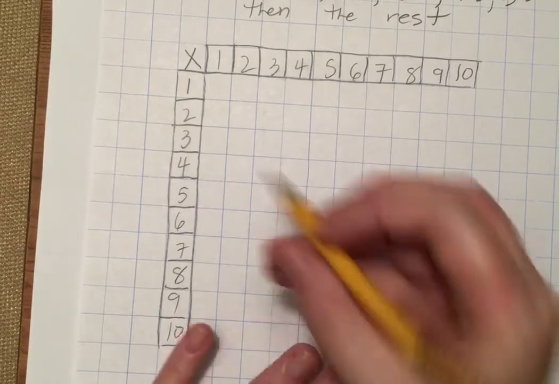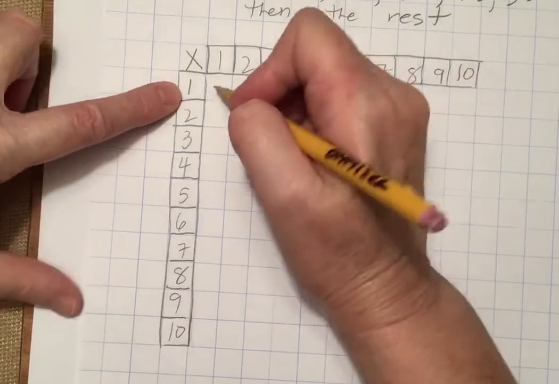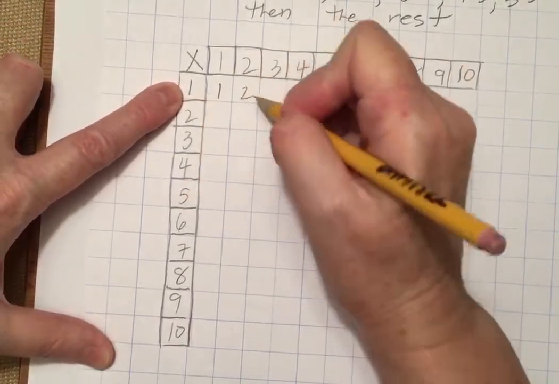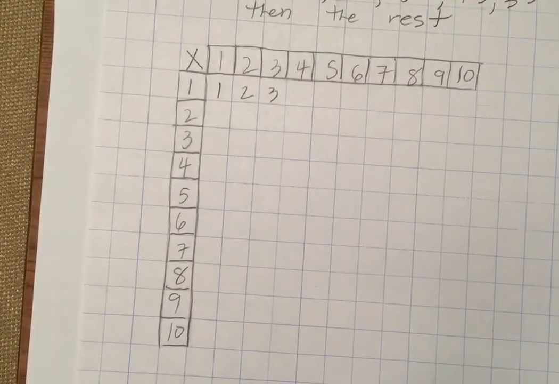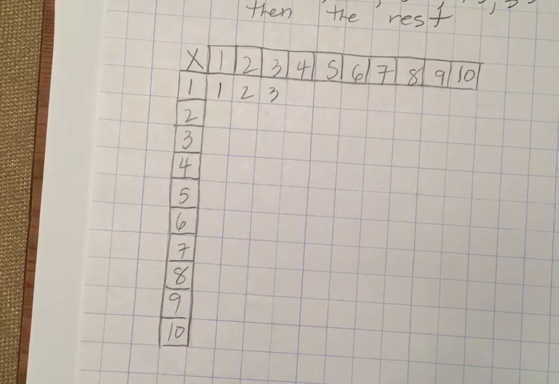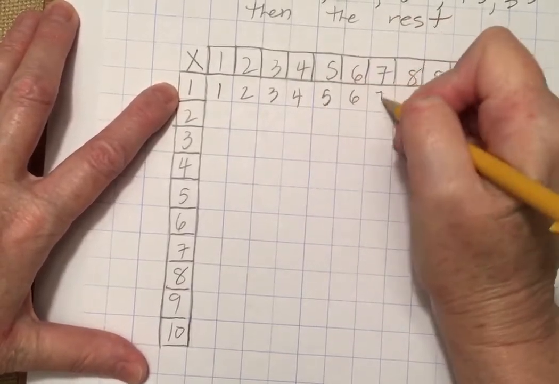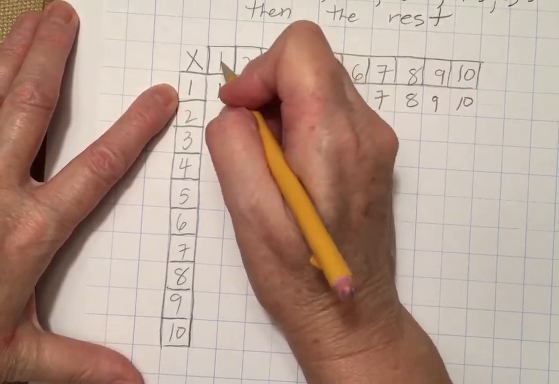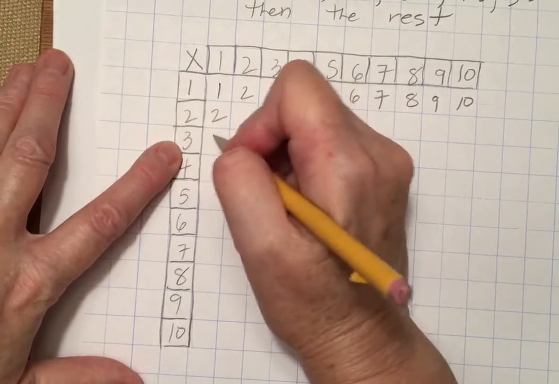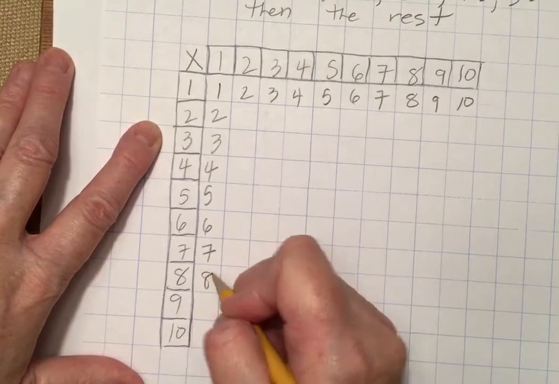Okay, so we start with ones, and we're going to go horizontally and then vertically. 1 times 1, 1. 1 times 2, 1 times 3. Remember, that is the identity property of multiplication. Any number times 1 is that number. So that's pretty easy. It's like writing out your 1, 2, 3s, right? 1 times 2, 1 times 3. Any number times 1 is that number.